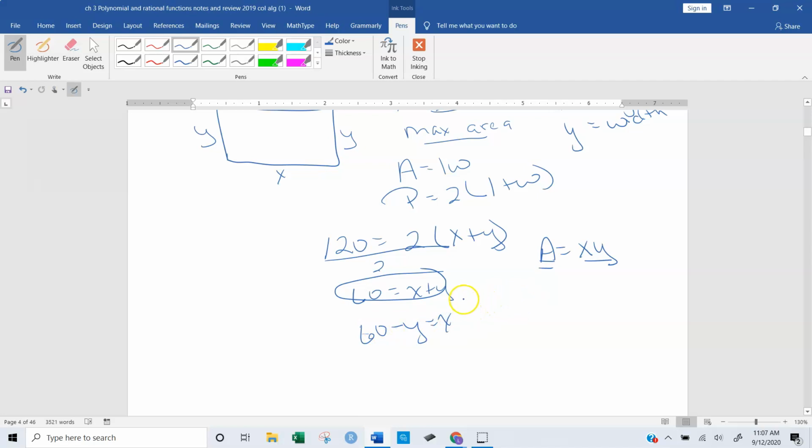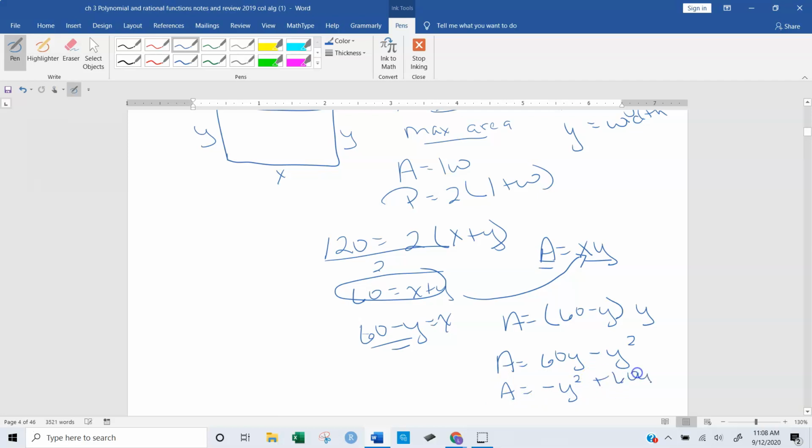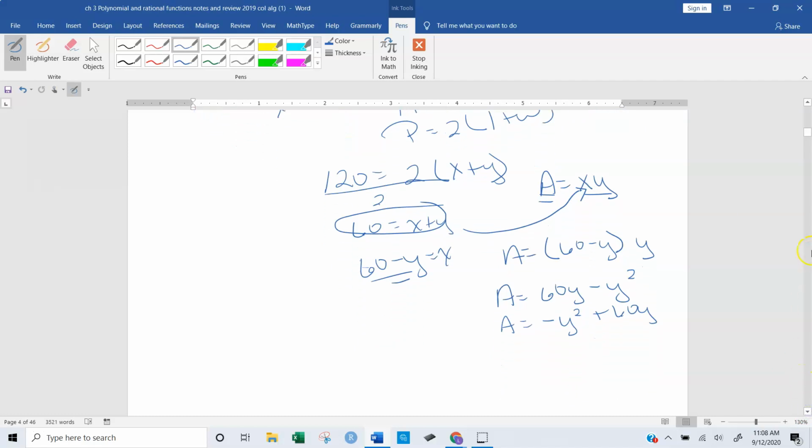Now I'm going to use substitution and plug that in here. So now instead of x, I'm going to plug in 60 minus y, and I'm going to multiply that by y. Well, if that's the case, my area is equal to 60y minus y squared. Let's rewrite this in the right order. So negative y squared plus 60y. I chose y on purpose so you could realize it doesn't always have to be x you're solving for.